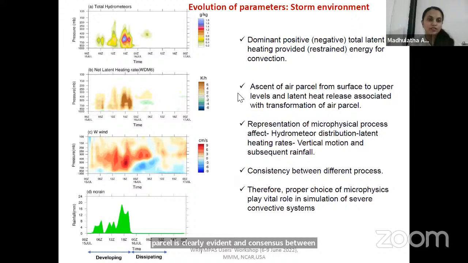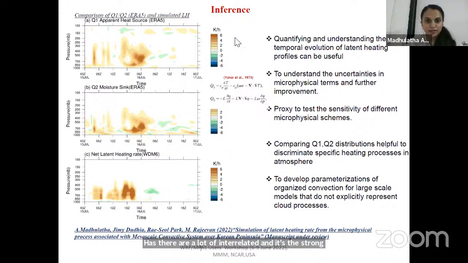Therefore, the choice of microphysics plays an important role in simulation of severe convective systems, as they are all interrelated and it affects the storm dynamics. And coming to the inference, we try to compare this latent heating rate simulated from the model by calculating the Q1 and Q2 terms based on Yanai et al. 1973.